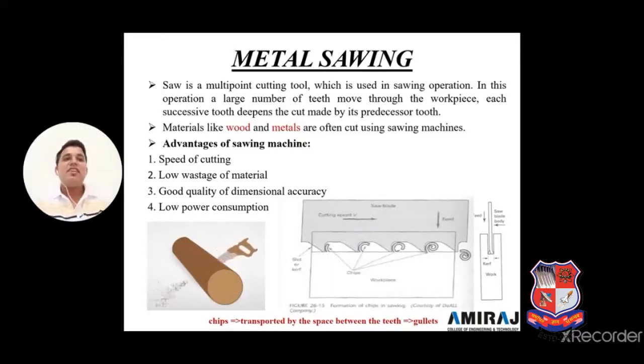The main advantage of the sawing machine over other machines is that the cutting speed is very high, with low wastage of material. It is point to point cutting, so only a minor amount of material is wasted. It also gives good quality dimensional accuracy and low power consumption. Low power consumption is the most important parameter for the metal sawing machine.